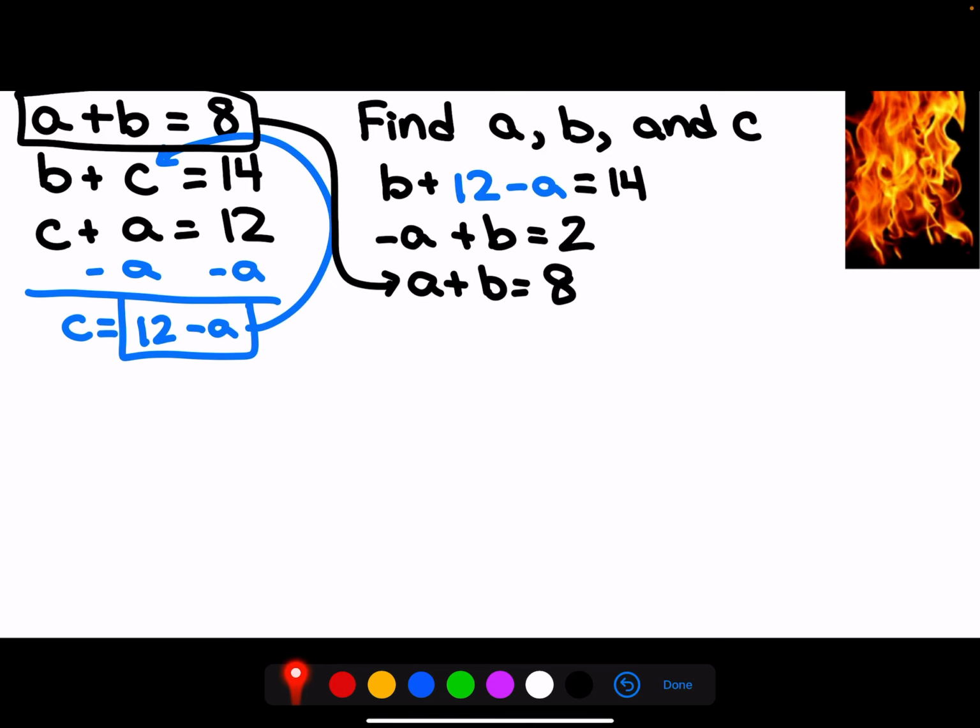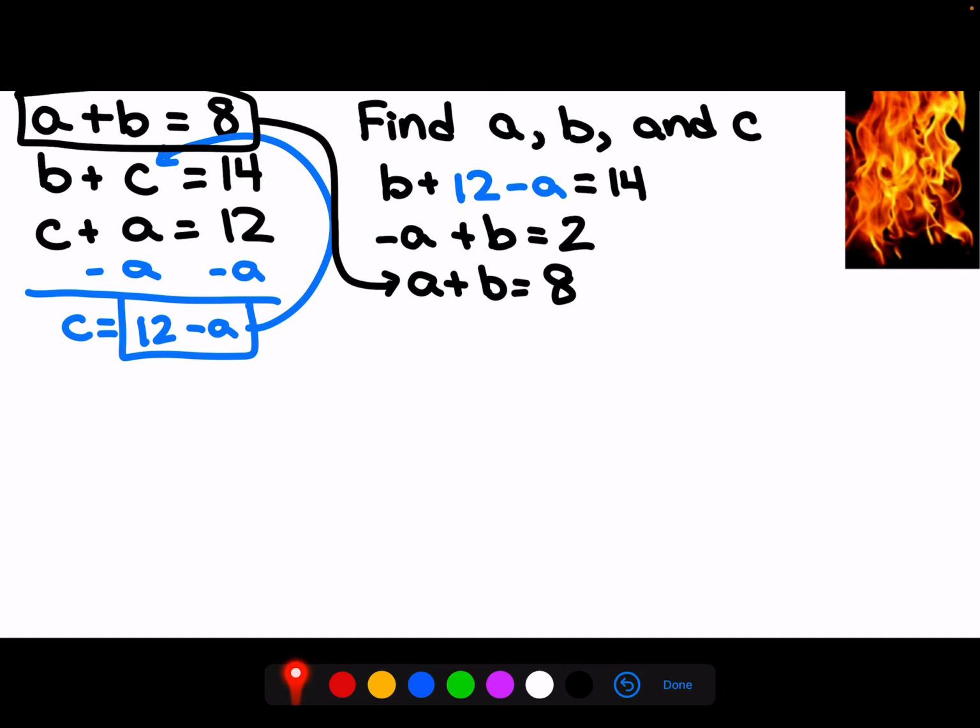to 12 minus a. Now that I have c solved for, I can go ahead and substitute in for the variable c. So I'm going to take what c is equal to, 12 minus a, and plug that into my second equation for the variable c. So that will leave me with b plus c, well, c is now 12 minus a, so b plus 12 minus a equals 14. And this is just the equation with 12 minus a substituted in.